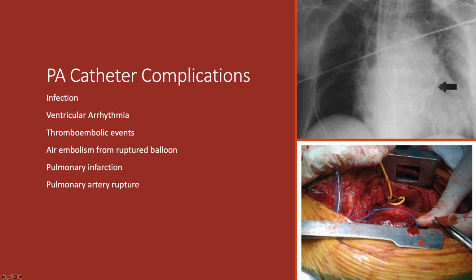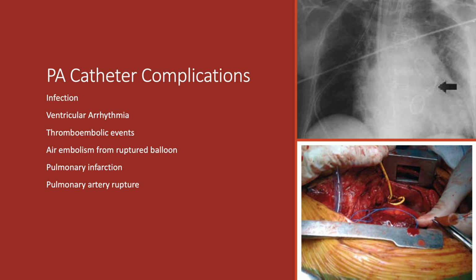Infection for sure. Ventricular arrhythmias, as you poke around in the heart, particularly as you're floating it in through the right ventricle into the pulmonary artery, it can cause the heart to skip a beat or two. You can have thromboembolic events, but typically they go downstream, right? And it gets stuck in the lung and nobody ever knows it. We can have an air embolism from a ruptured balloon. Again, tiny air embolism wouldn't amount to much. But we do have to be careful about pulmonary infarction, again, by leaving that balloon inflated accidentally. So we definitely don't want that to happen.